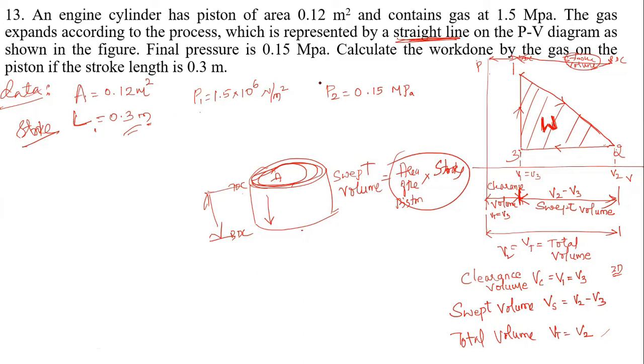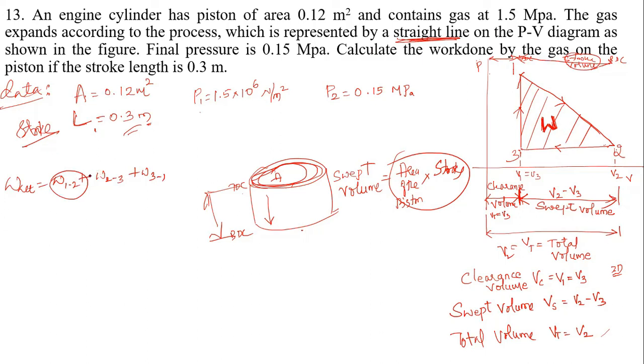Before that, let me check what things they have given. Calculate the work done by the gas on the piston if the stroke length is 0.3 meters. How to calculate this? You don't know the process. You know W net is equal to W1 to 2 plus W2 to 3 plus W3 to 1. In W1 to 2, I don't know what process it is. It is polytropic or isothermal, I don't know.